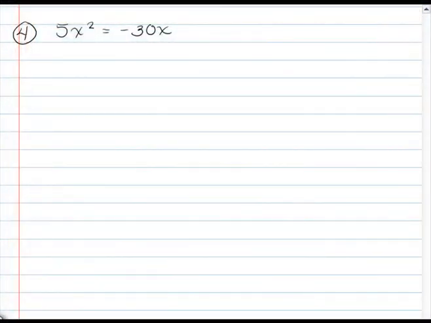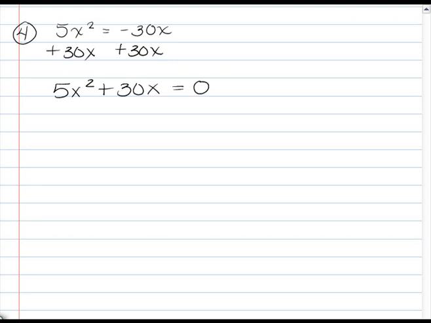Okay, so for our last example, we have 5x squared equals a negative 30x. So what we're going to do is get our 0 by adding that 30x to both sides. So let's go ahead and add 30x and add 30x. Notice you can't actually add 5x squared and 30x because they are not like terms. So over here on the left, we're going to have 5x squared plus 30x equal to 0.